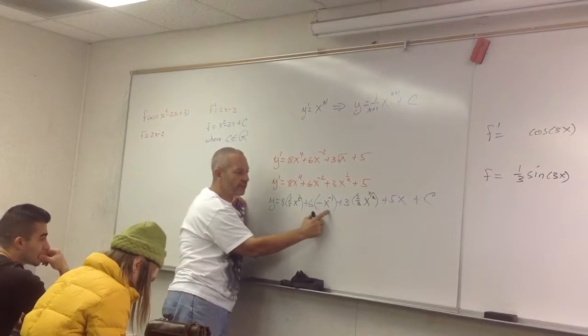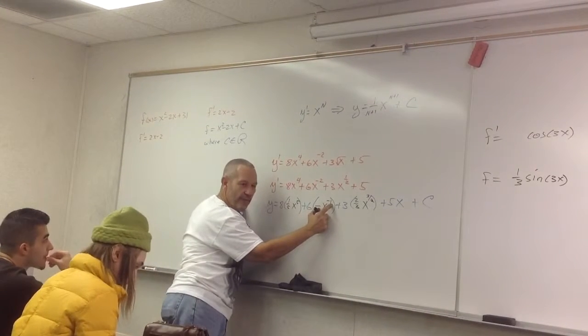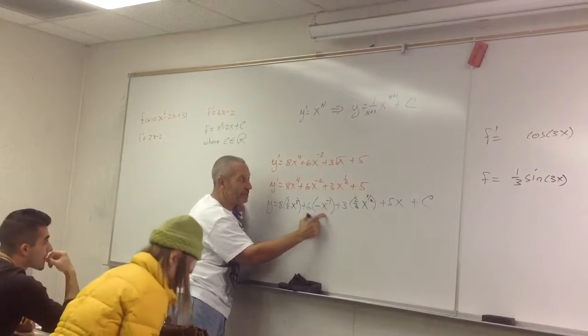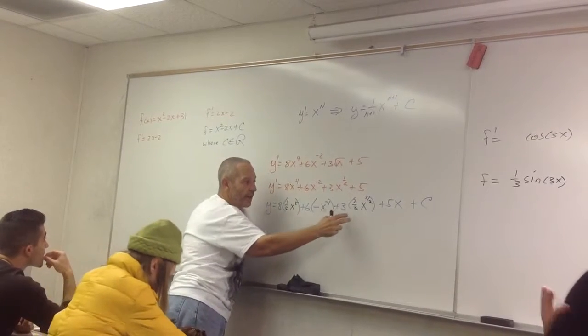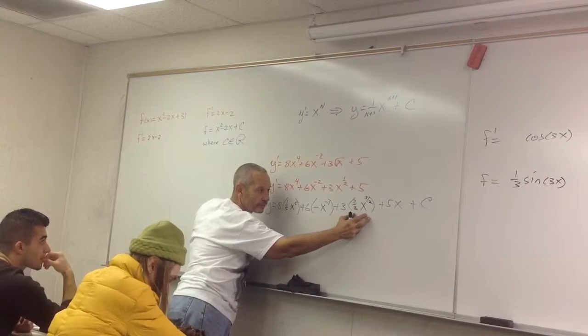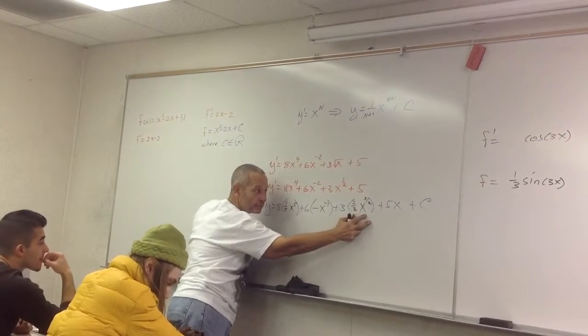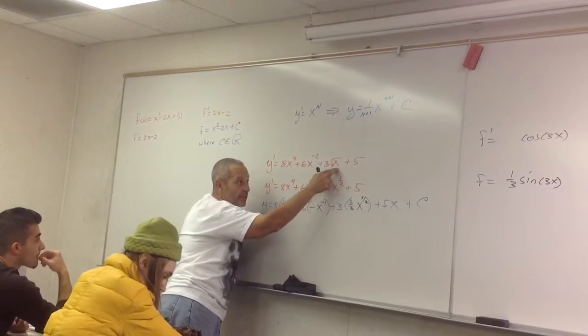When I take the derivative here, what happens to the minus 1? Cancels with that, positive. I get 6x to the negative 2. What happens when I take the derivative here? 2/3 and 3/2 cancel. I get 3x to the 1/2.